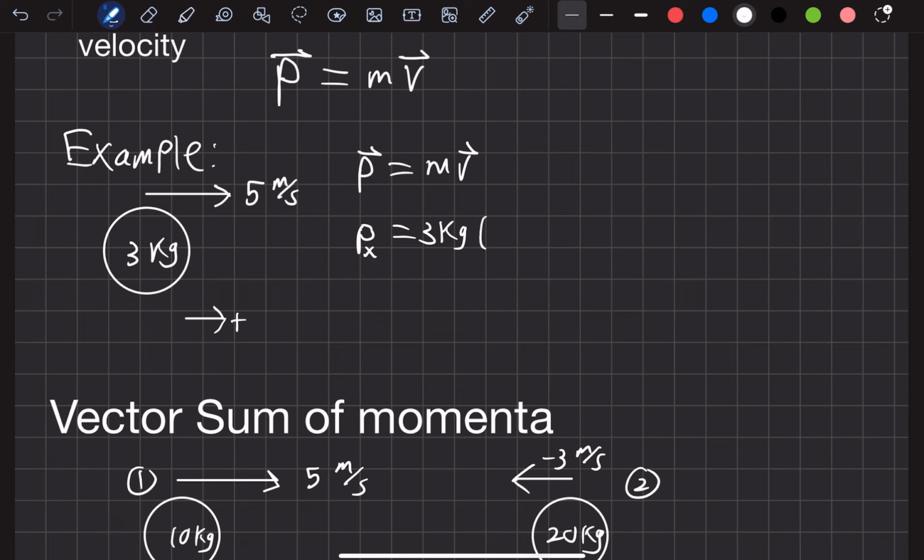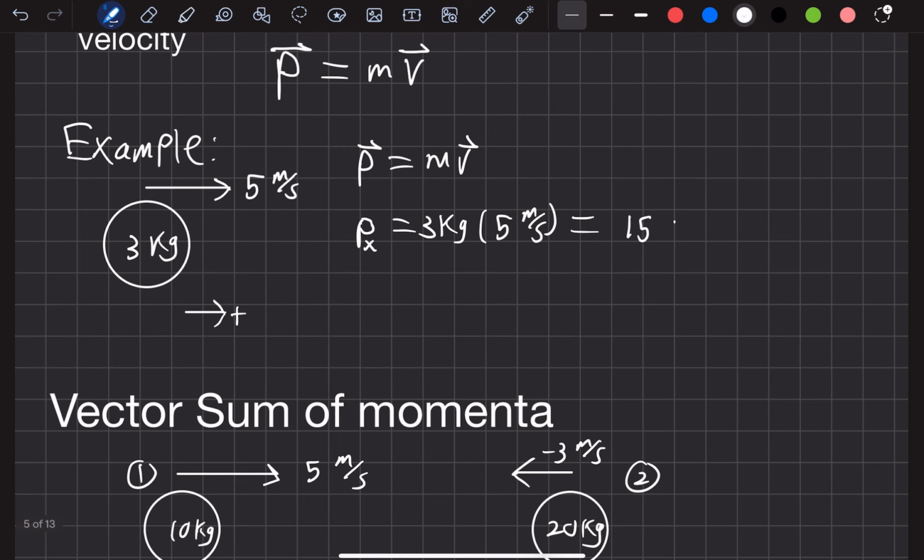So we have 3 kilograms times the velocity of 5 meters per second, a positive 5 meters per second because we made to the right positive. And that gives us a momentum of 15. And now let's talk about the units. So you could say that this has units of kilograms, meters per second. That would be valid units for this.